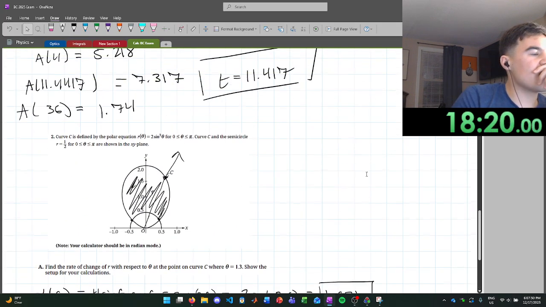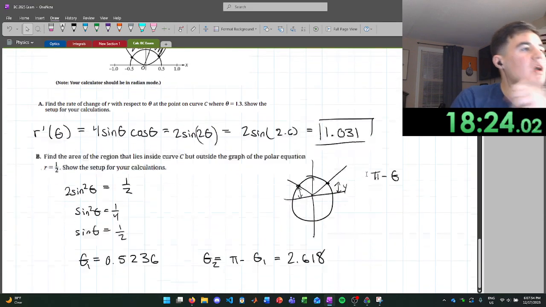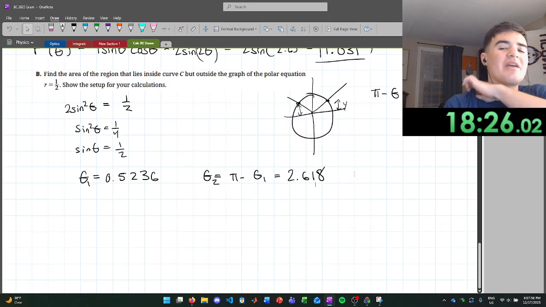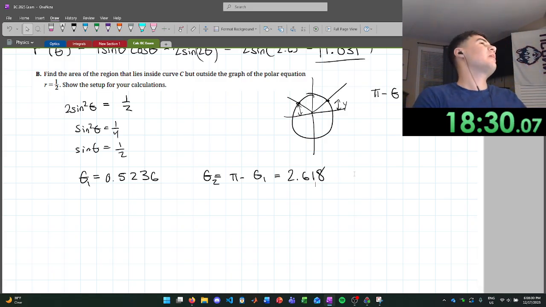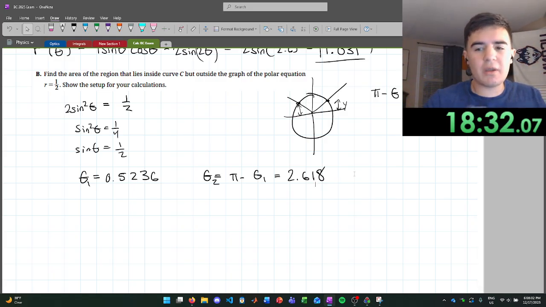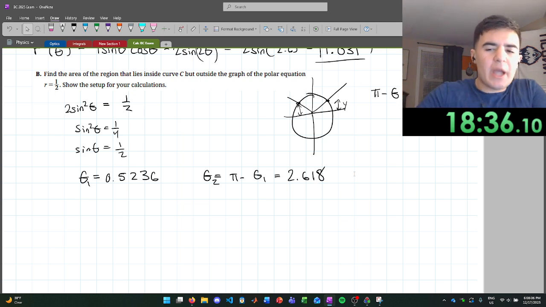How do you do this with... I don't quite remember how to do this not in a Calc 3 way. I might just do it in a Calc 3 way. Do I want to do it in a Calc 3 way? Let me think for a sec. Okay, here's what I'm going to do.